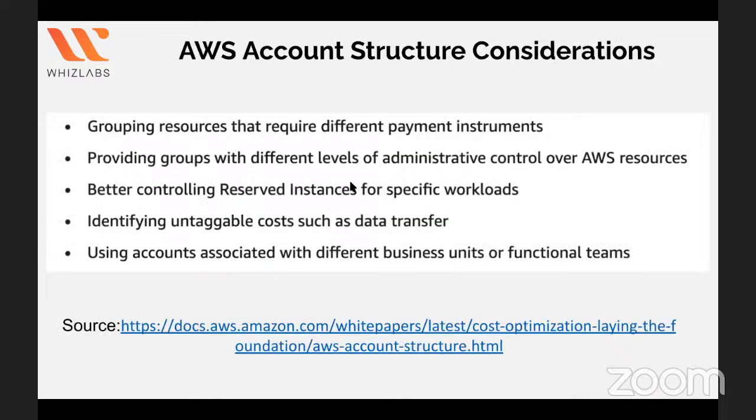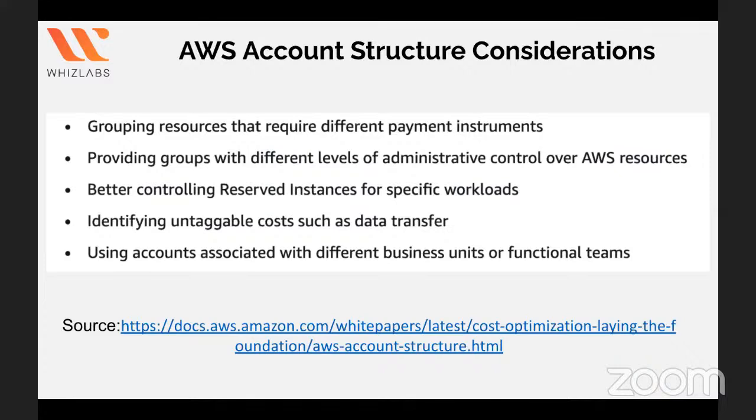Perfect. Okay. Now, AWS account structure consideration. What are the things to take care of when you are using an AWS account? So first is group resources that require different payment instruments. Maybe you can group them based on the teams, based on the software, based on your different customers, if you have multiple clients or customers. Second is providing groups with different levels of administrator control over AWS resources. So let's say if the finance team is just monitoring for billing purposes, you should not give them access to different stuff.